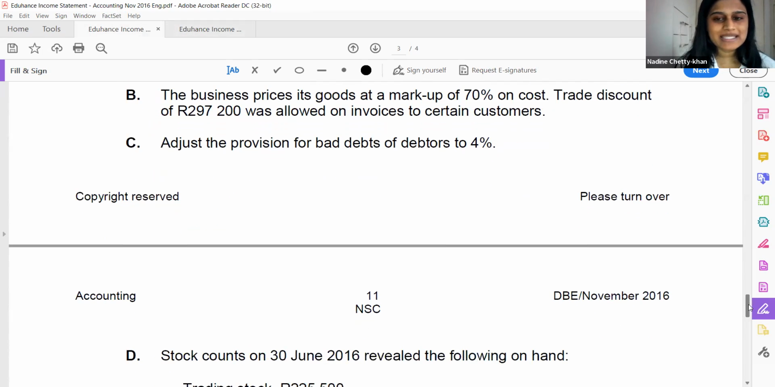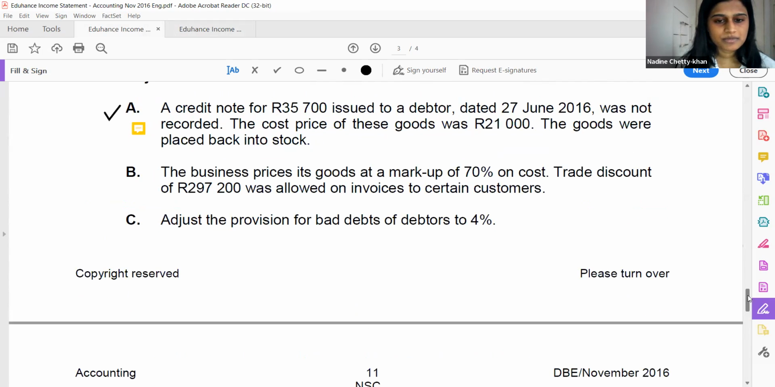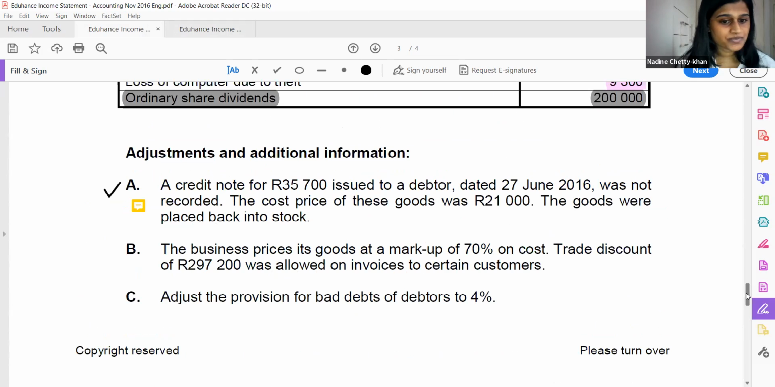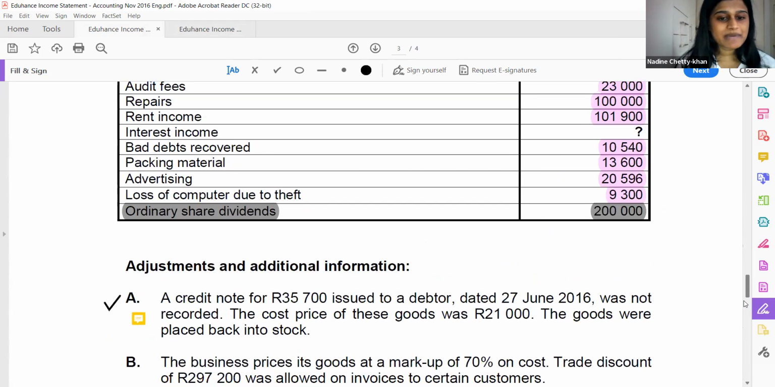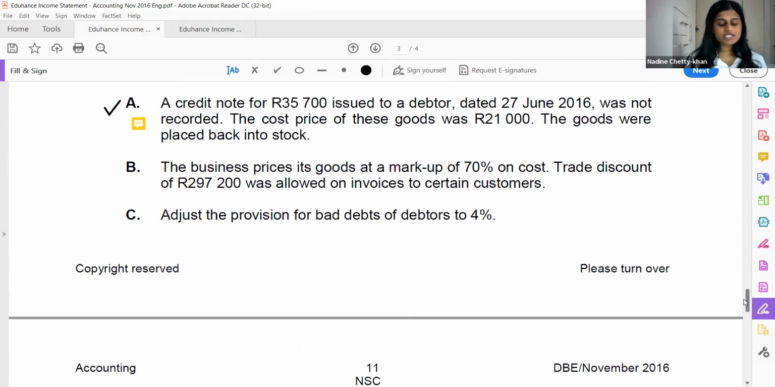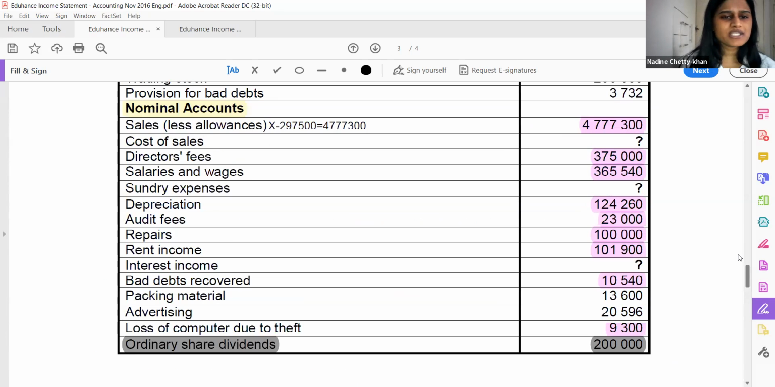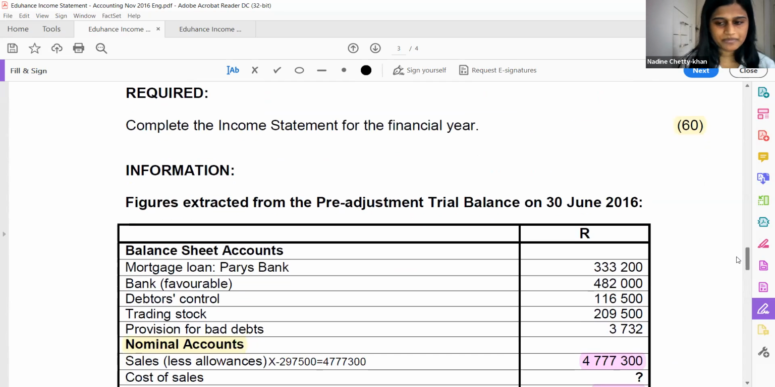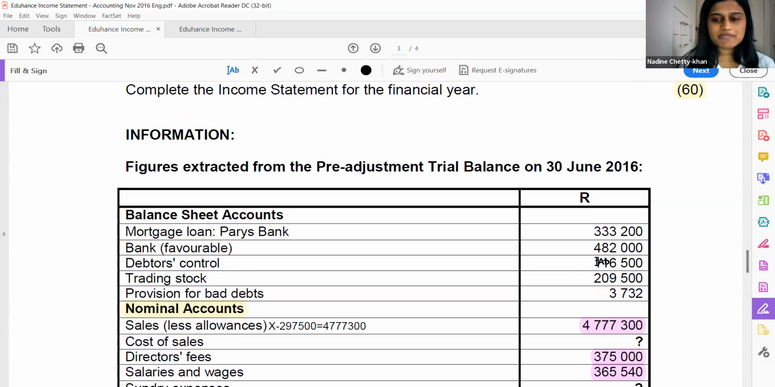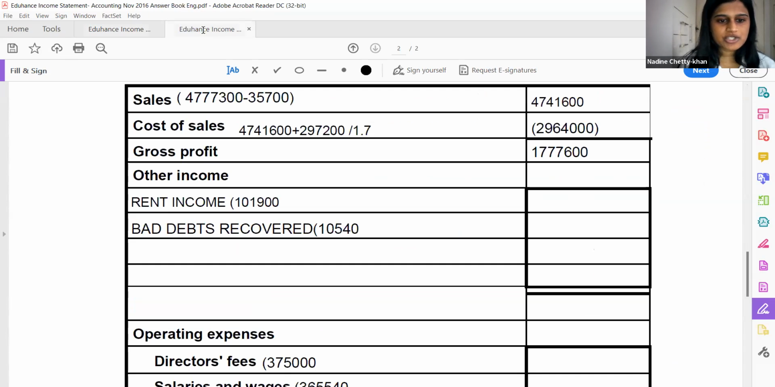Adjust the provision for bad debts of debtors to 4%. Okay, 4% of what? Well, bad debts is basically a provision. It's an estimate of what percentage of your debtors will go bad. It's an estimate. It's not the actual bad debtors. It's not the actual customers that have gone bad. It is an estimate based on past experience. What percentage of the people who owe you money will go bad? So the question said it must be 4% of the balance of debtors control. So let's go to our scenario.